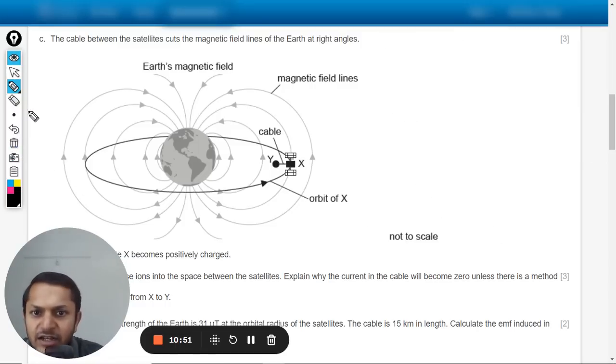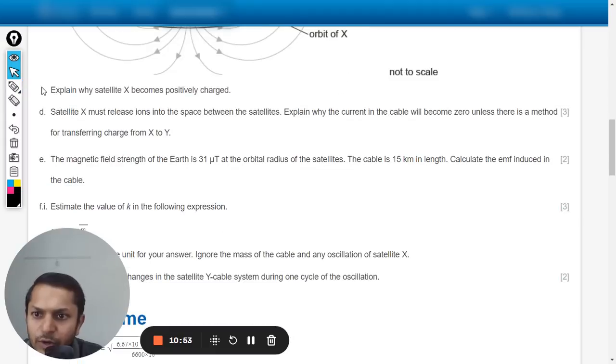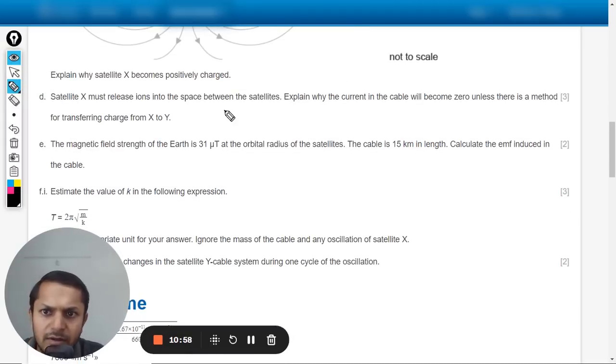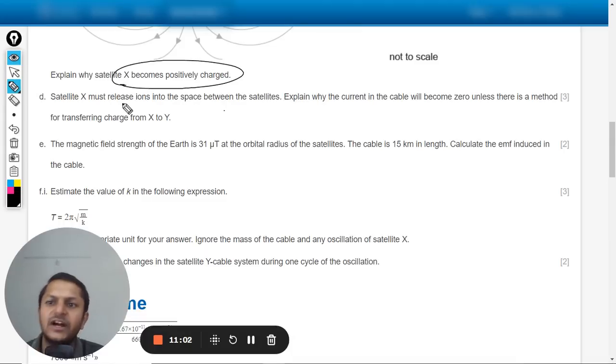So this is done now. Okay, what next now? Explain why X is positively charged. This is answered. D. State satellite X must release ions into the space between the satellites. So obviously it is getting positively charged, so it should release the ions in the space.